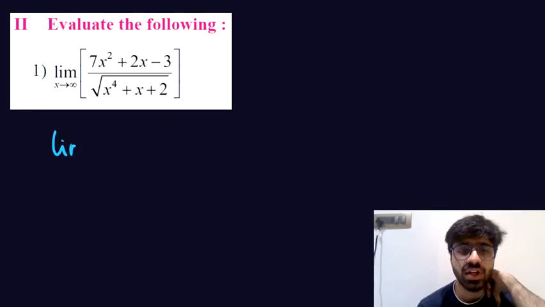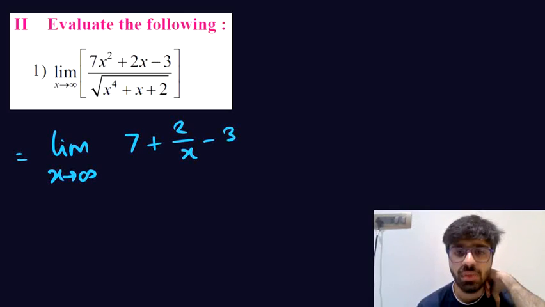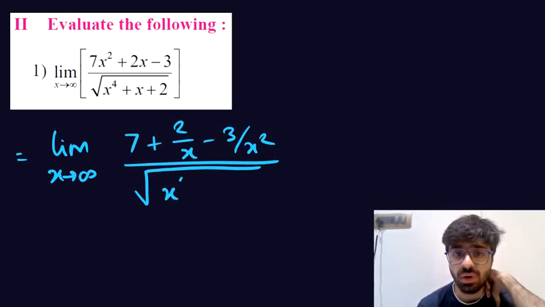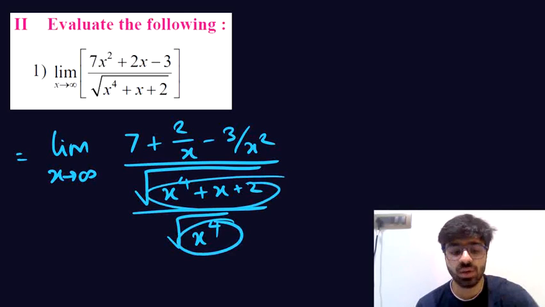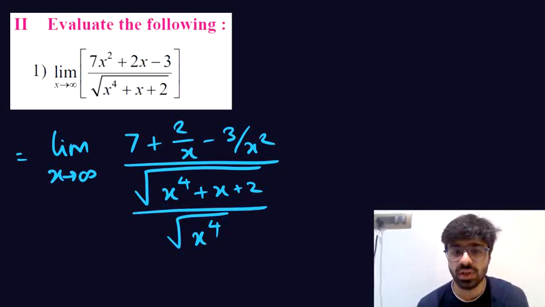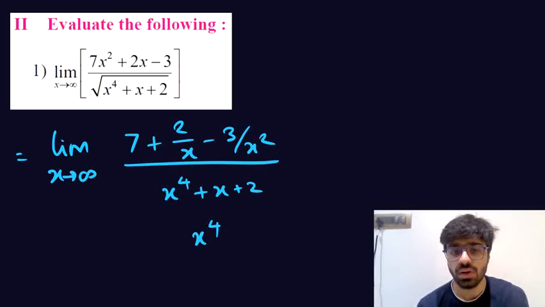You divide the numerator and denominator with x square. So in the numerator it is 7 plus 2 upon x minus 3 upon x square. In the denominator, root over x power 4 plus x plus 2 upon x square. Now you can write that x square as basically root over x power 4. And root a upon root b is like root over a upon b. So you can club the two roots together and you can say that in the denominator what you have is this.